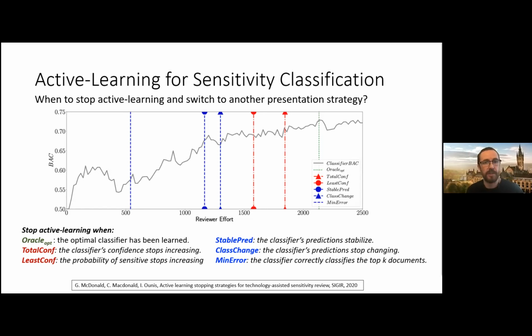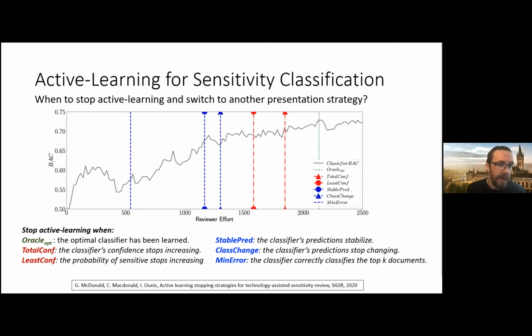Second one, class change, just means that the classifier won't switch its predictions between sensitive and non-sensitive as much. So once it stops, it's when it's less sure about documents. The third one is minimum error. So it's like when it stops making so many classification errors. These are just ways that we can look at how the classifier is performing and say, right, well, based on this notion of how it's doing, maybe we'll stop.